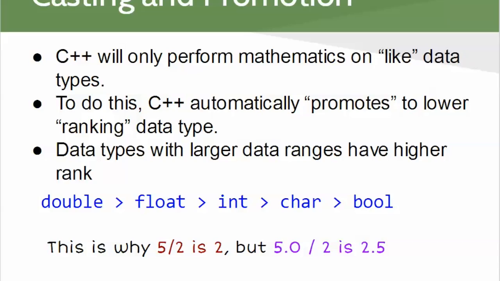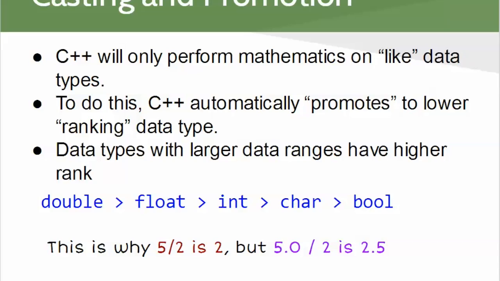So the lowest ranking data type would be bool, because the range is only true or false. There's only 2 options. Coming up after that would be character. There's only 256 options within a character set. Then integers, at 2 to the 32. Float is a much larger range, and then double is the highest practical range that we have. So the promotion will always go up.